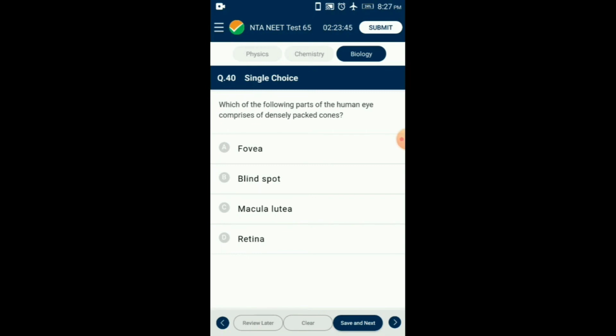At the posterior pole of the eye lateral to blind spot, there is a yellowish pigmented spot called as macula lutea with a central pit called as fovea. The fovea is thinned out portion of the retina where only the cones are densely packed. It is the point where visual activity, that means resolution, is the greatest. So the answer is option A, fovea.